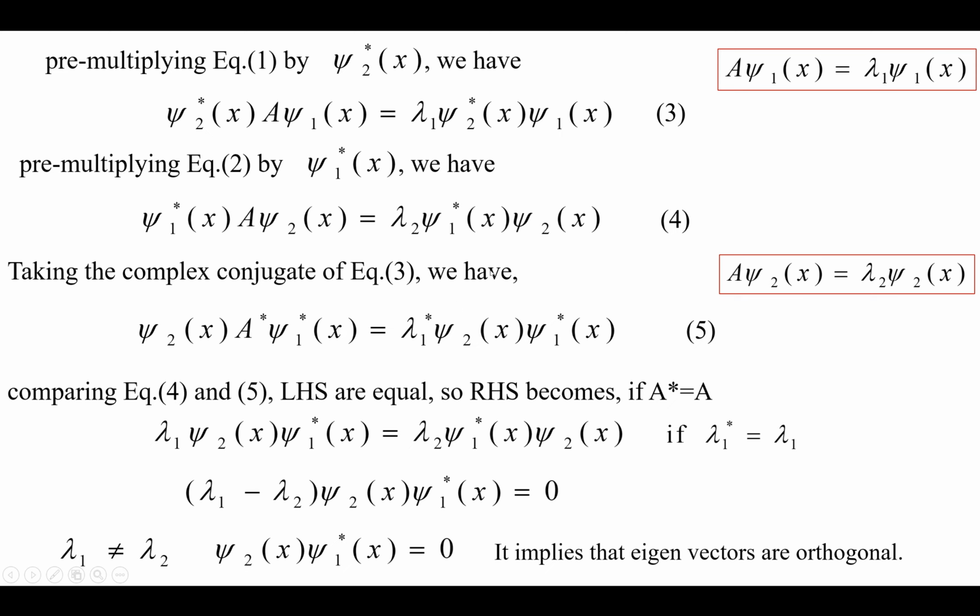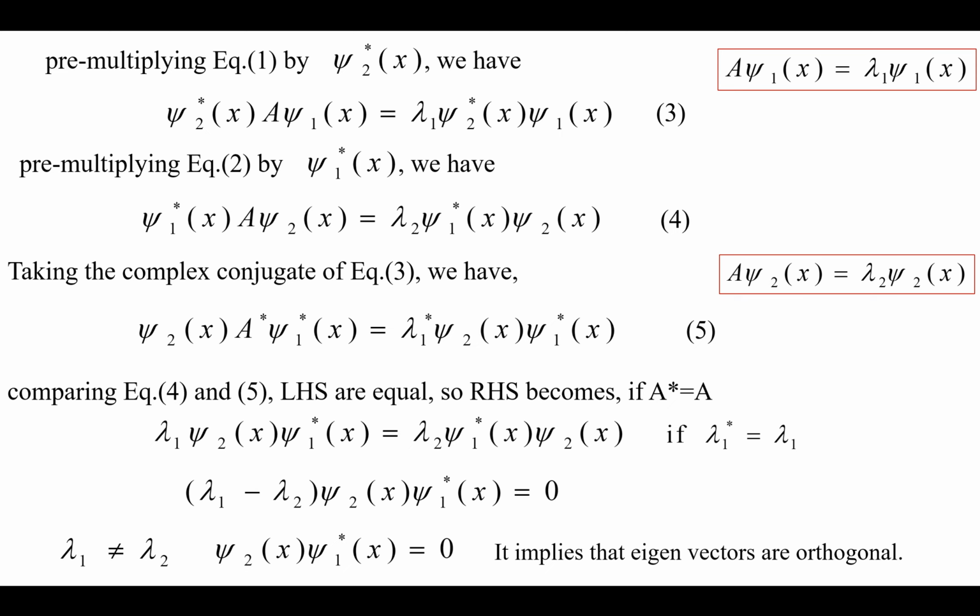So equating the right hand sides, we have lambda 1 psi 2 psi 1 star, which is equal to lambda 2 psi 1 psi 2. Suppose we have lambda 1 star equals lambda 1, then we can write this equation as lambda 1 minus lambda 2. You just bring the right hand side terms to the left hand side and take the common factor out. So lambda 1 minus lambda 2 times psi 2 psi 1 star is equal to 0.